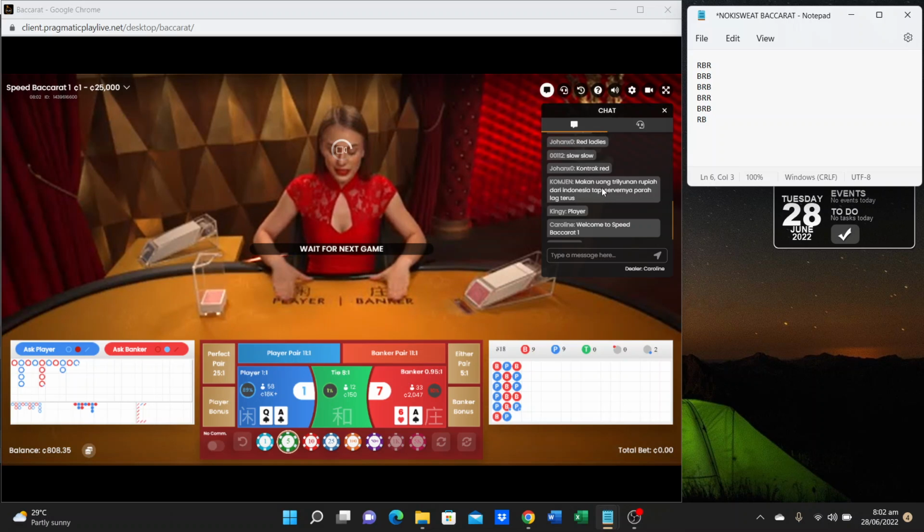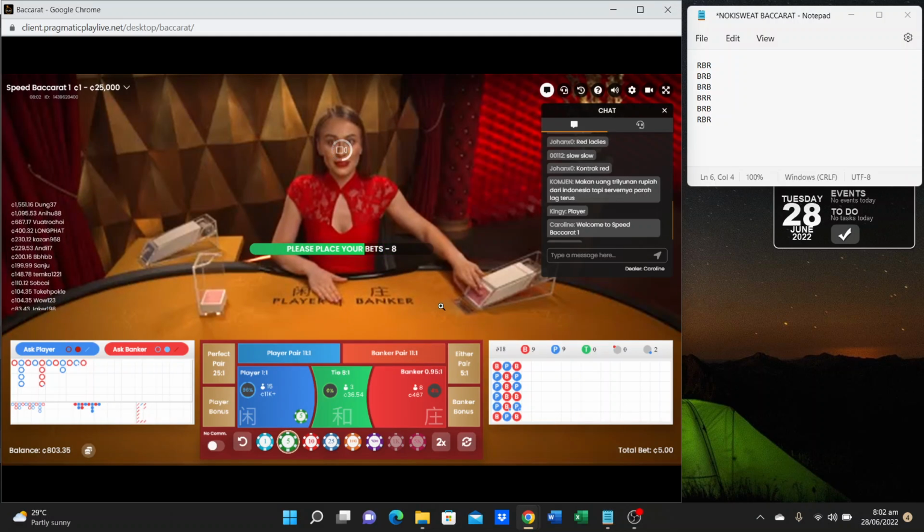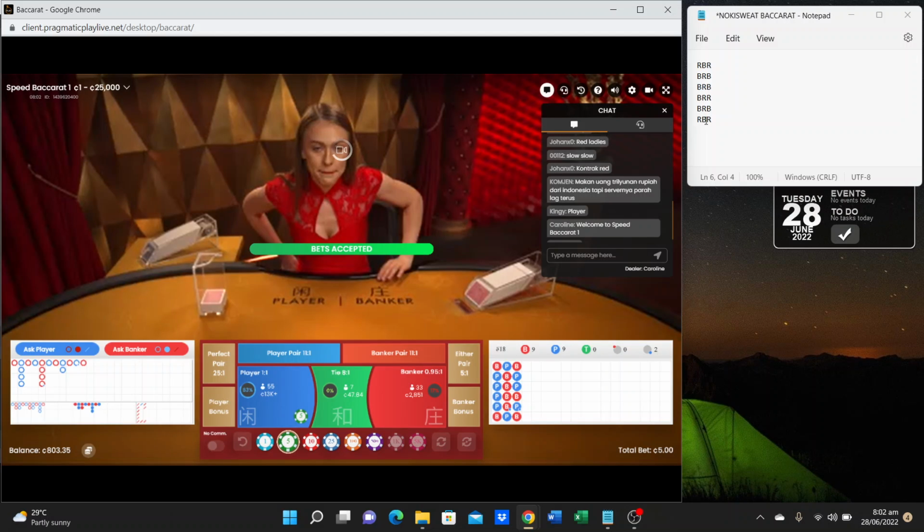Bets are closed. So that went for banker. That's red. So we start with blue or player. So we are starting from here. I'm highlighting it on the notepad.